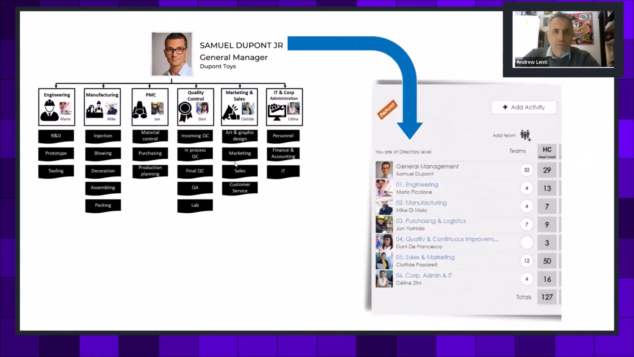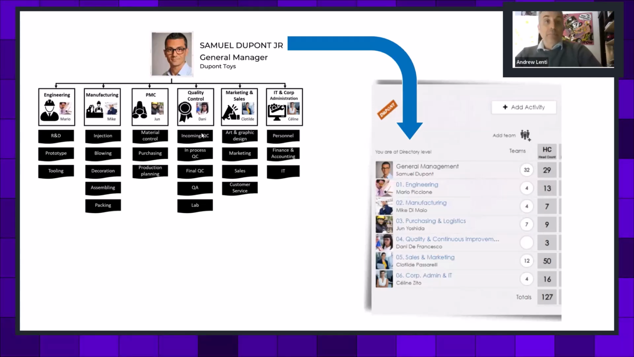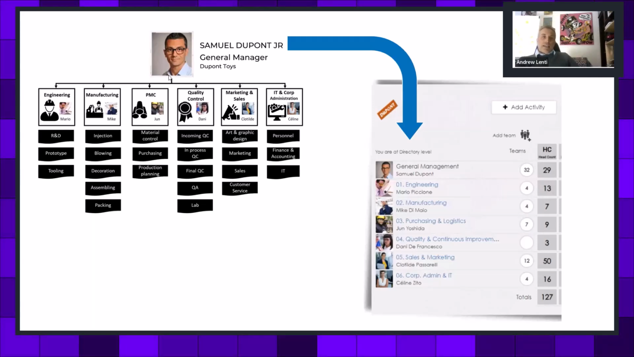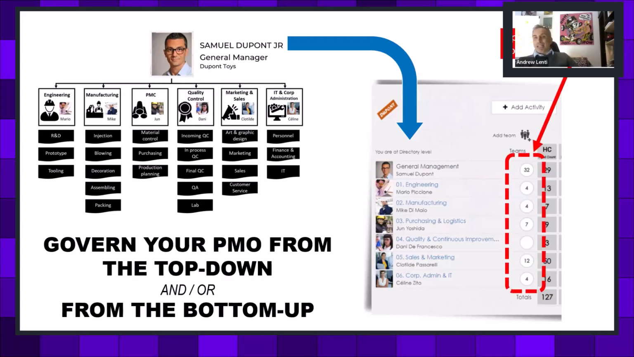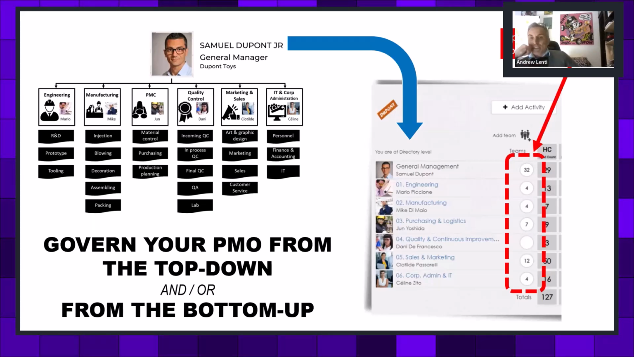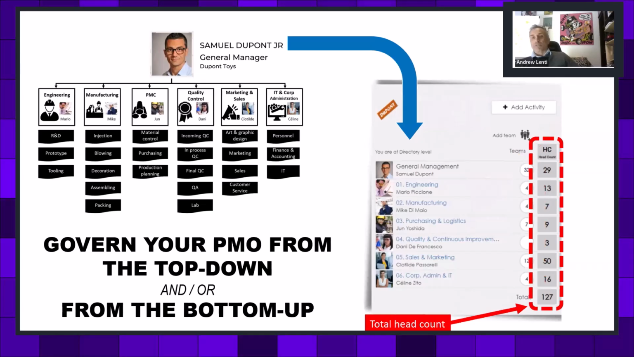For those of you that are new to the software, a quick overview. There's Samuel Dupont, and this is the simulation I'm going to show you today. There he is, looking down on his organization as general manager. He has 6 direct reports, or 6 departments, 6 divisions. From there, he can see his span of control, how many layers are in the company. So he knows that in the manufacturing division, there are 4 other teams that Mike DeMaio, production lead, is responsible for.